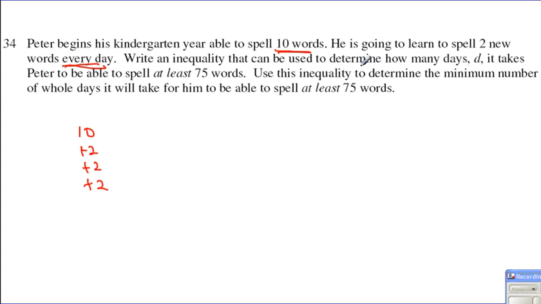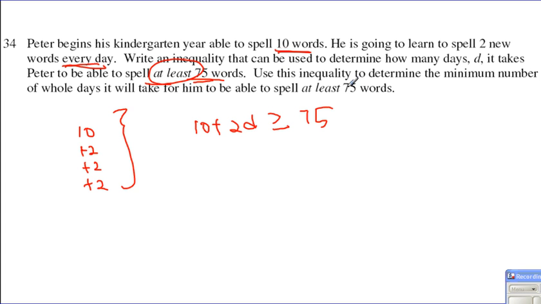So now, write an inequality that can be used to determine how many days it takes Peter to be able to spell at least 75. At least. That means 75 or more. So in other words, if you express this one, it will be 10 plus 2d. Every day he learns 2 more words, and that one has to be greater than or equal to. That's what it means by at least 75.